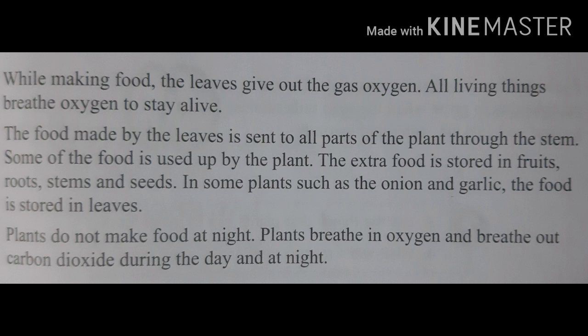The food made by the leaves is sent to all parts of the plant through the stem. Some of the food is used up by the plant. The extra food is stored in fruits, roots, stems, and seeds. In some plants, such as onion and garlic, the food is stored in leaves. Plants do not make food at night. Plants breathe in oxygen and breathe out carbon dioxide during the day and at night.